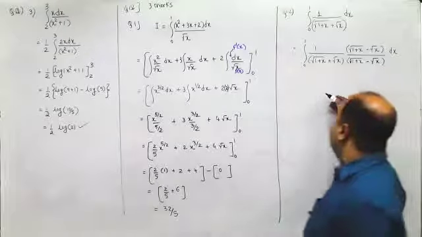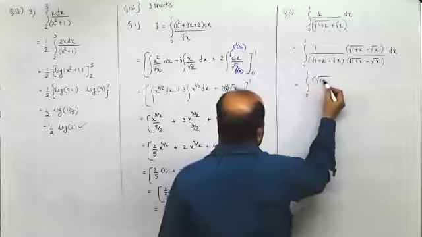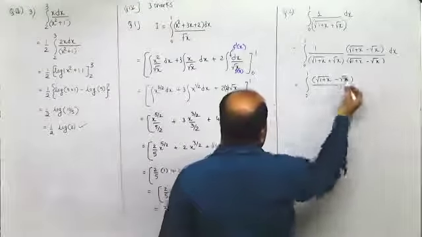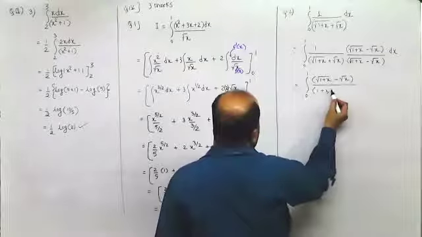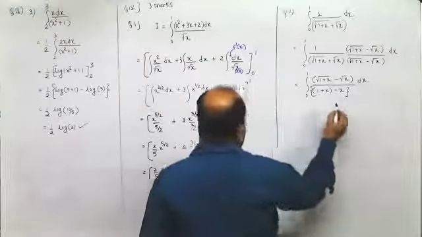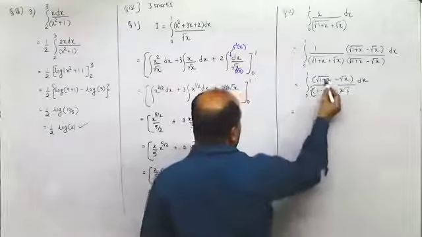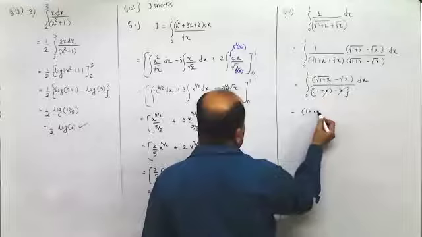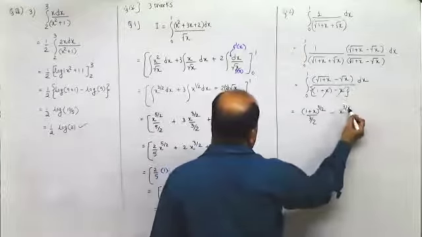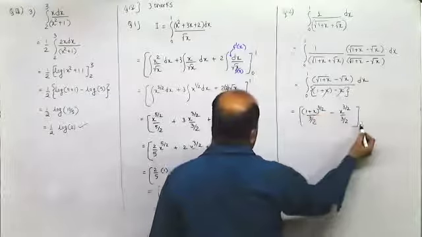Now, the numerator would be root 1 plus x minus root x, divided by, when I take a plus b into a minus b, it is 1 plus x minus x. x and x get cancelled. Now, when I take these two separate, I would get root 1 plus x, that is 1 plus x raised to 3 by 2 upon 3 by 2, minus x raised to 3 by 2 upon 3 by 2, and this is between 0 and 1.